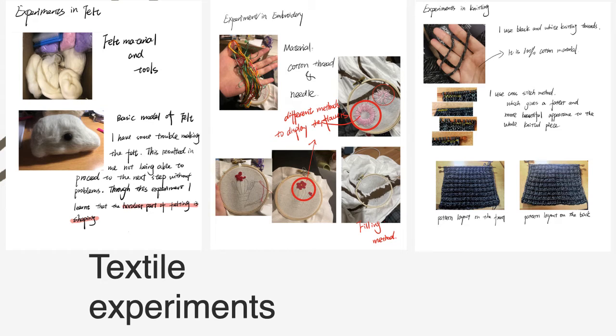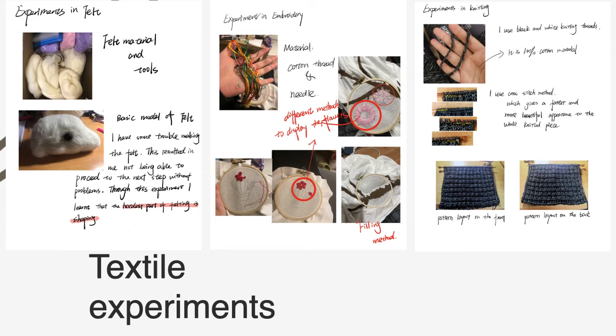This is my textile experiments. The first experiment is felt. I didn't finish the felt design. I had some trouble making the felt. This resulted in me not being able to proceed to the next step without problems. Through these experiments, I learned that the hardest part of felting is shaping.